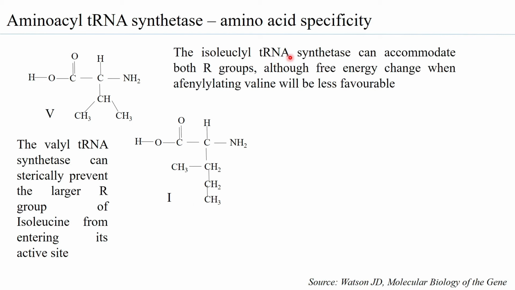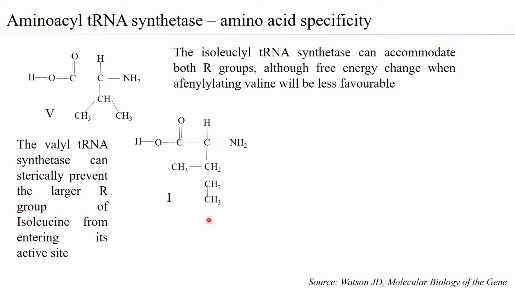The isoleucyl tRNA synthetase has an active site that should be able to accommodate the R group of the isoleucine, and this R group of the isoleucine is bigger than the R group of the valine. So therefore, a valine can definitely enter the active site of the isoleucyl tRNA synthetase because it is smaller. So, one way by which the isoleucyl tRNA synthetase can distinguish between the two is again the interaction that the side chain makes with the microenvironment of the active site.